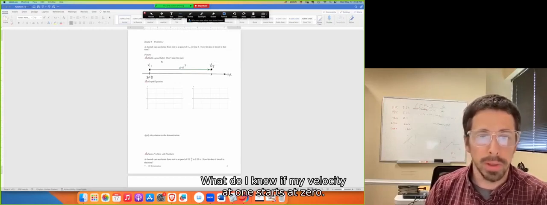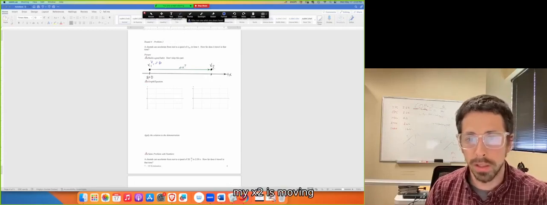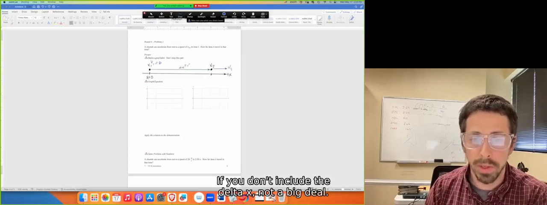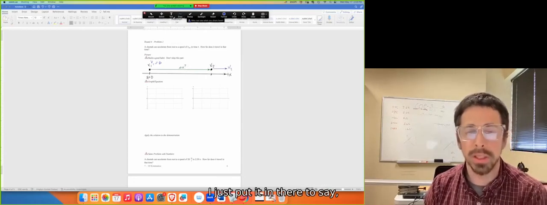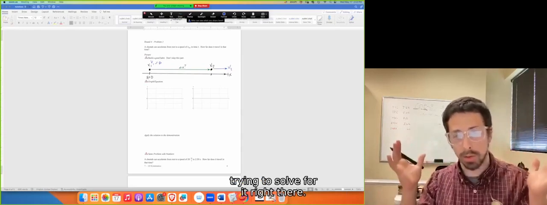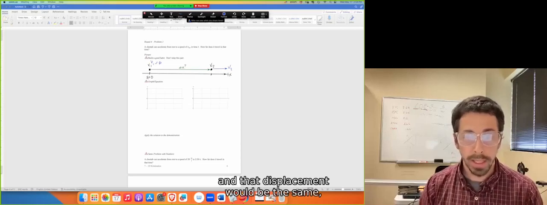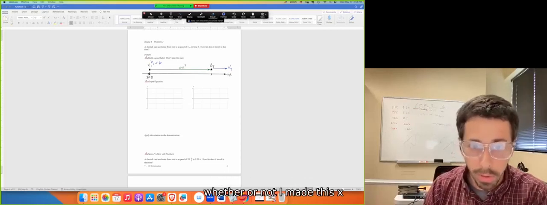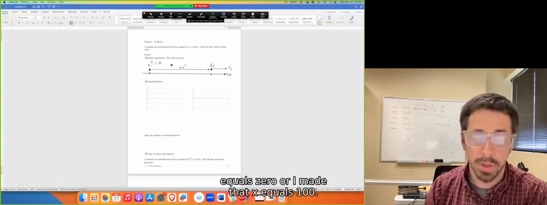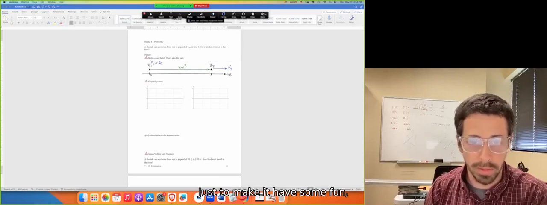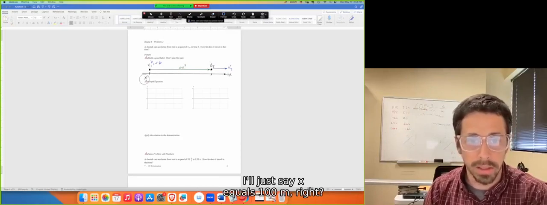What do I know? My velocity at 1 starts at 0, and then over here, at x2, I'm moving faster in the rightward direction at some v2. If you don't include the delta x, not a big deal. I just put it in there to say this is what we're trying to solve for: the actual displacement from x1 to x2. That displacement would be the same whether I made this x equals 0 or x equals 100. It doesn't matter.